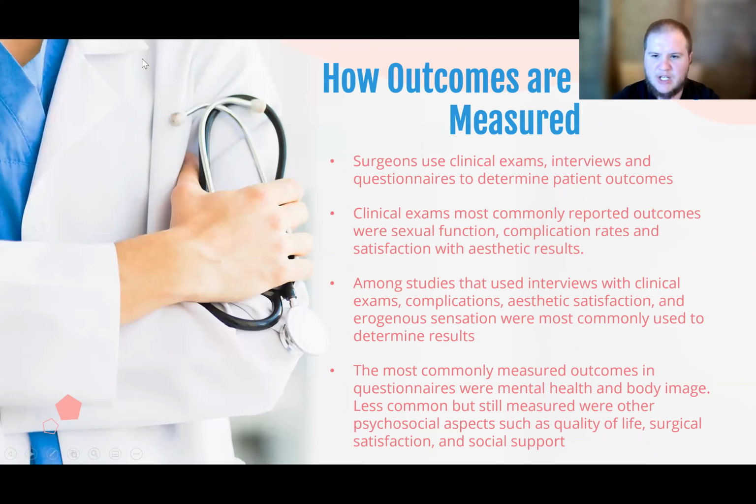And outcomes are currently measured using clinical exams, interviews, and questionnaires. Clinical exams most commonly reported were sexual function, complication rates, and satisfaction with aesthetic results. Among studies that use interviews with clinical exams, complications, aesthetic satisfaction, and erogenous sensation were most commonly used to determine results. In questionnaires, it was mental health and body image, and also psychosocial aspects such as quality of life, surgical satisfaction, and social support. Anxiety and depression were the most common aspects of mental health reported in questionnaires, and dysphoria was the most commonly included aspect of body image.